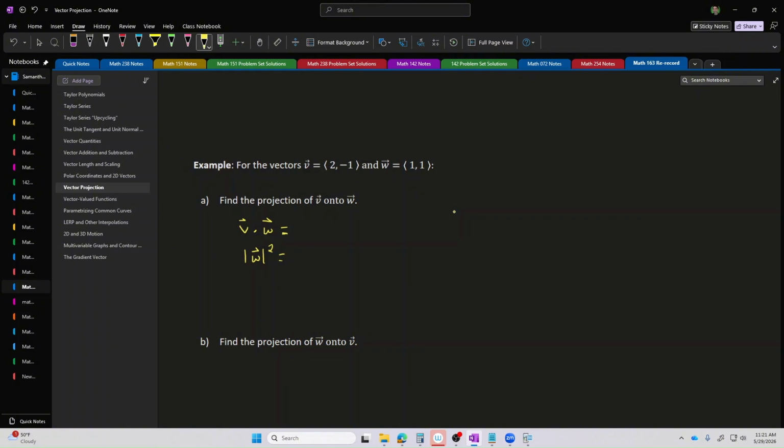So V dot W in this case would be 2 times 1 plus negative 1 times positive 1. So that result is positive 1. And the squared length of W is going to be the x component squared plus the y component squared. So that's giving me a value of 2. Therefore, the projection of V onto W is going to be equal to the fraction 1 in the numerator, 2 in the denominator, being applied to the vector W. I get 1/2, comma, 1/2.